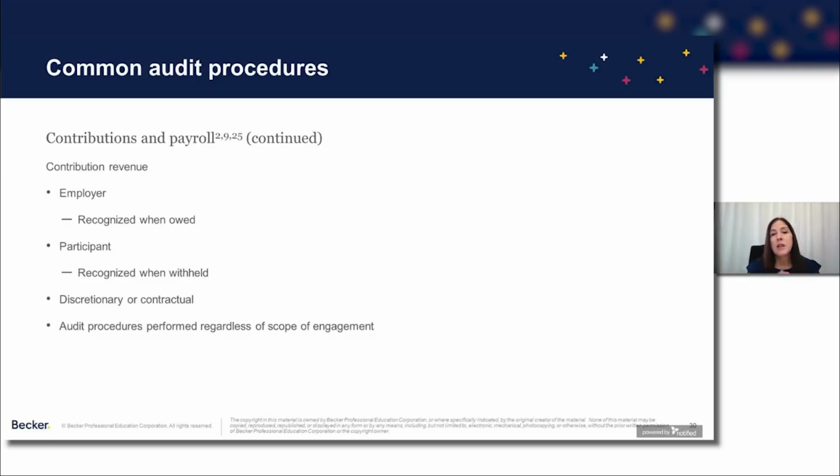But if that plan document language says that the employer contribution is completely discretionary, then you may not have any type of receivable for the employer portion, because the employer portion would not be due to the plan until they make a decision when and how much to contribute to the plan. So again, the language in the plan document will be very specific as to whether the employer contributions are discretionary or contractual. But we're testing these contributions once again, regardless of whether it's a 103(a)(3)(C) audit or not.